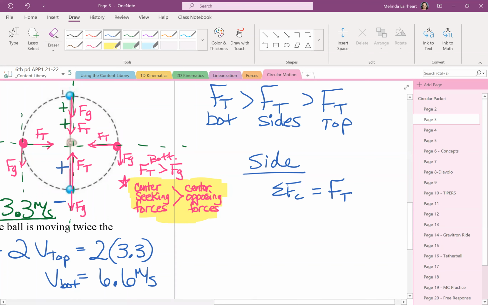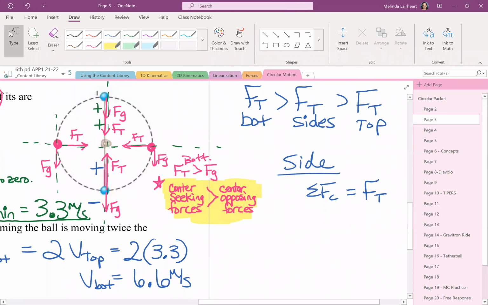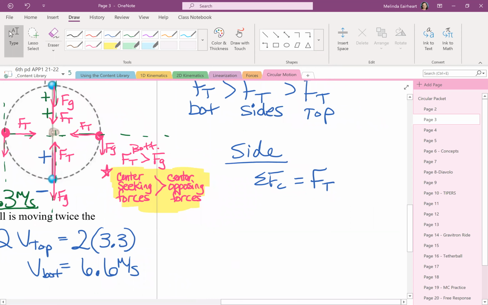No. Is it center opposing 180 degrees? No, it's tangent. It's kind of not in the direction of your centripetal motion, okay? So that green dashed line there, gravity is not center seeking or opposing. It's tangent to the circle. It's just going to speed up or slow down the linear speed, okay? Okay, so that's it. That's all your F-net statement would be. No gravity in the statement. Okay, let's move on.